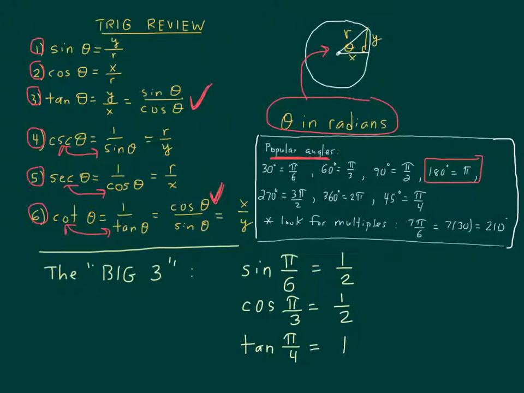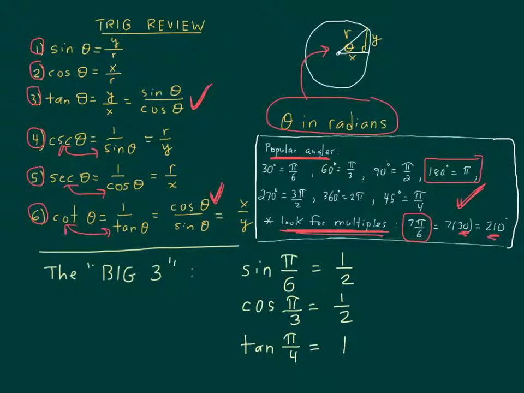So 60 is pi over 3. Think of it as 180 over 3. We've seen these before, and these are ones you want to commit to memory. Also, be on the lookout for multiples. So if you see something like 7 pi over 6, look at that pi over 6 that's inside of it. You know pi over 6 is 30, so we really have 7 30s, which is 210.